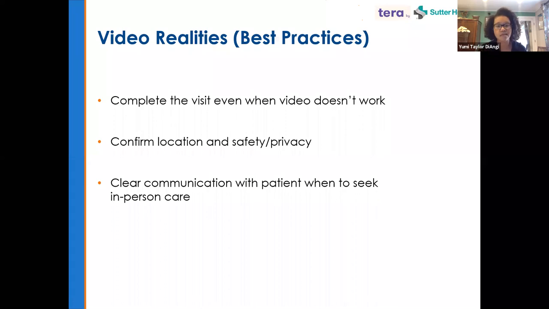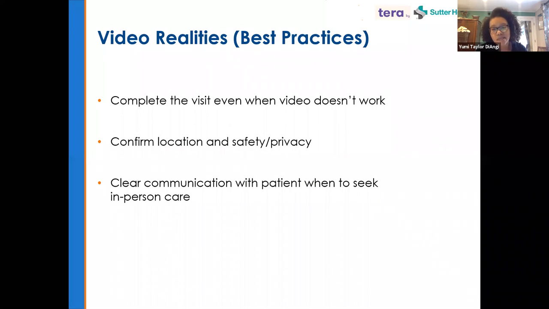It works fine. And again, our patient feedback is high quality. Patients are assessing: could they get their need addressed? And was there discussion, did it meet their expectations? So I just say go ahead and complete the visit when your video isn't working. That's worked really well for us.